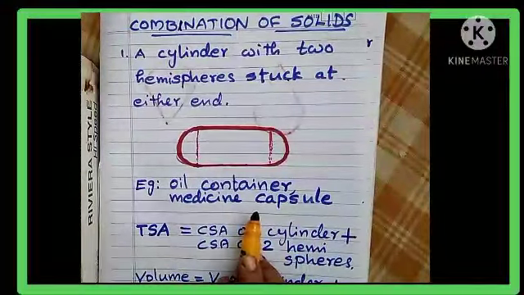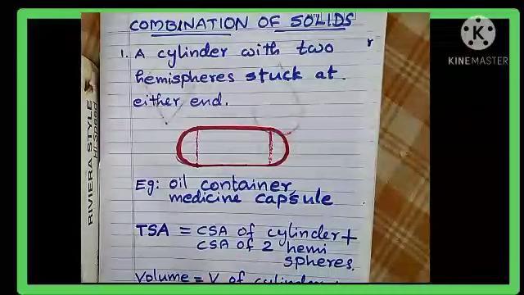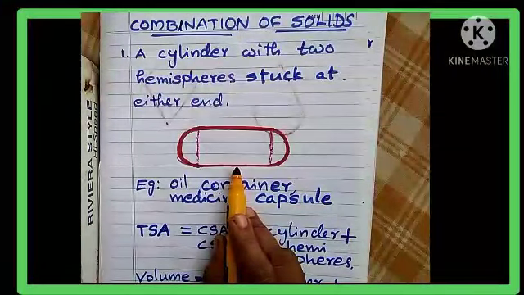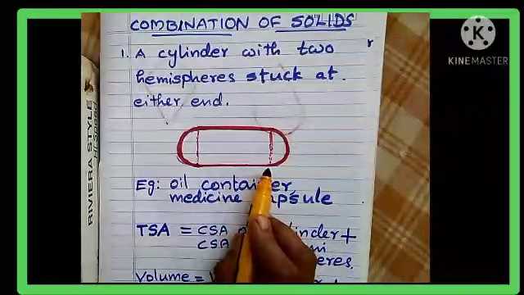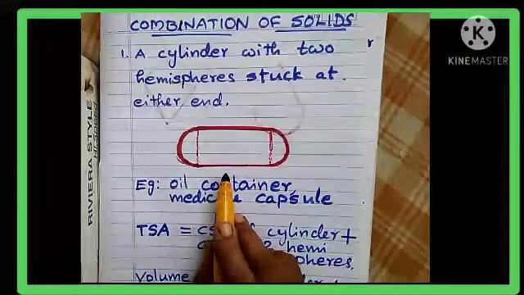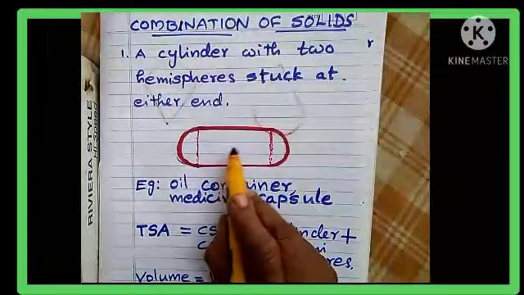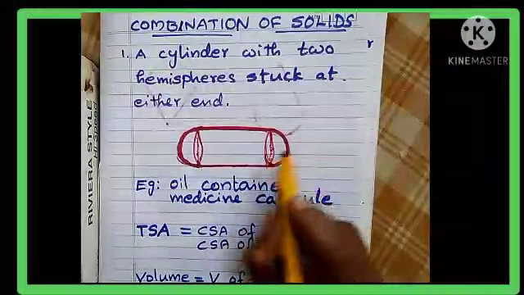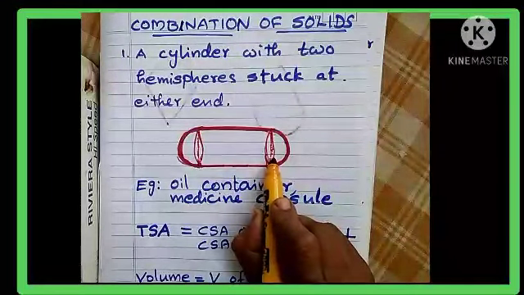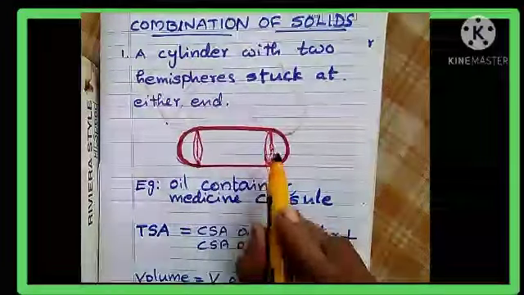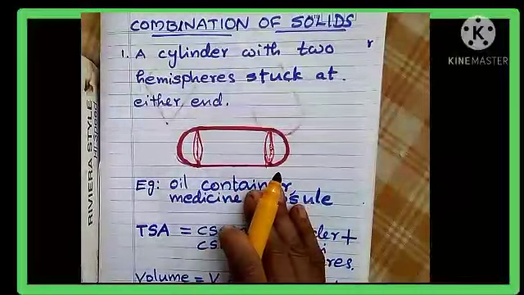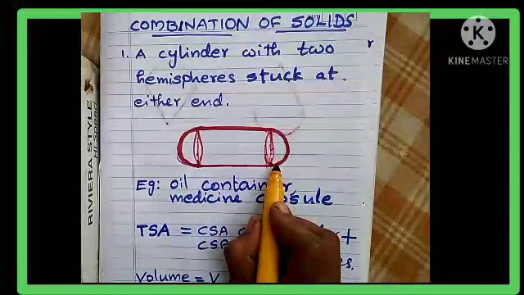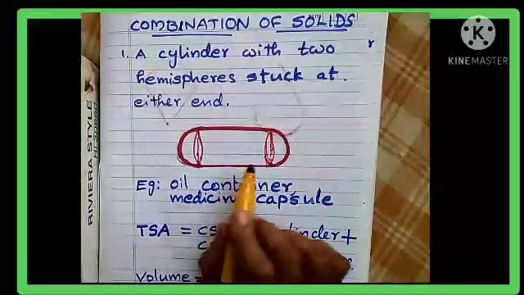Now we need to discuss the total surface area and volume of this. So, the total surface area of the combination of solids. Here we need to find how much portion is seen outside. The two circular faces are inside the solid. Therefore, we need to find whatever portion is seen outside. Or just imagine you are painting this solid. How much area we need to paint, that only we need to find.